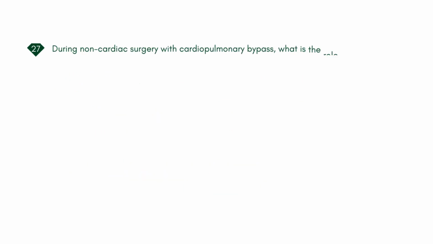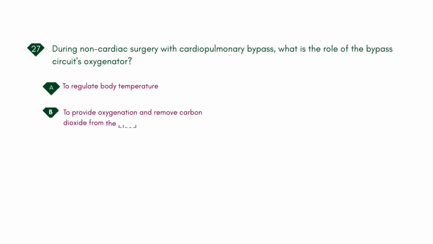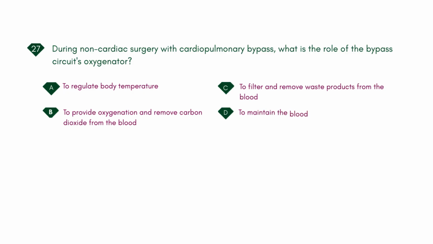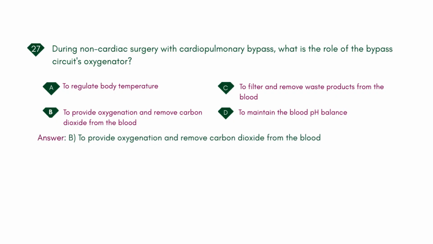During non-cardiac surgery with cardiopulmonary bypass, what is the role of the bypass circuit's oxygenator? A. To regulate body temperature. B. To provide oxygenation and remove carbon dioxide from the blood. C. To filter and remove waste products from the blood. D. To maintain the blood pH balance. Answer: B. To provide oxygenation and remove carbon dioxide from the blood.